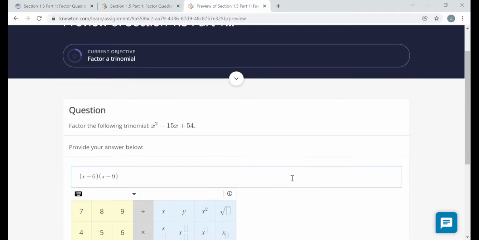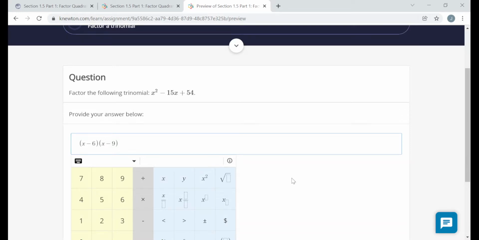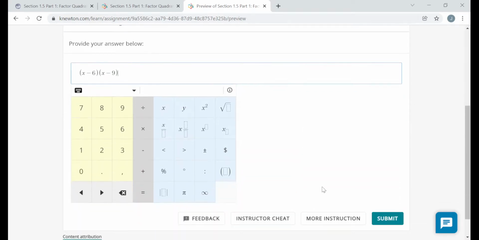And this should be good. And again, it doesn't matter what order you put factors in. x minus 9 times x minus 6 would be the same thing. And once again, if you're still struggling, you can always click on More Instruction. You can always hit that button.